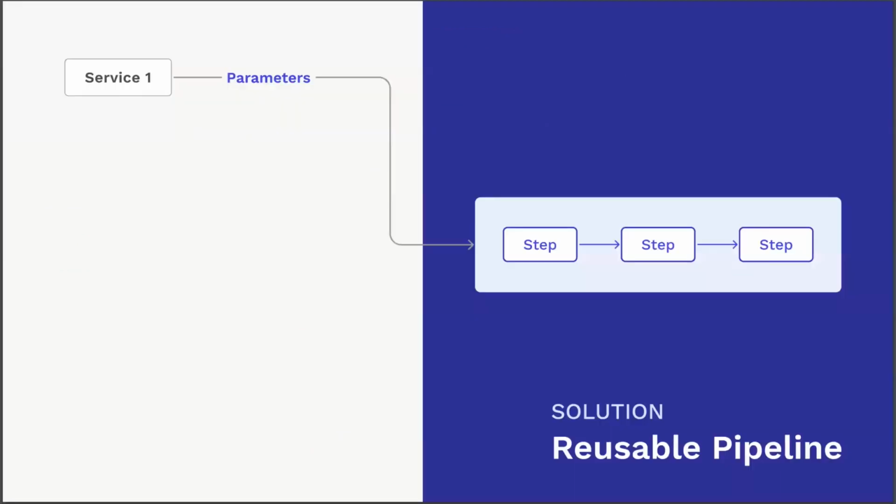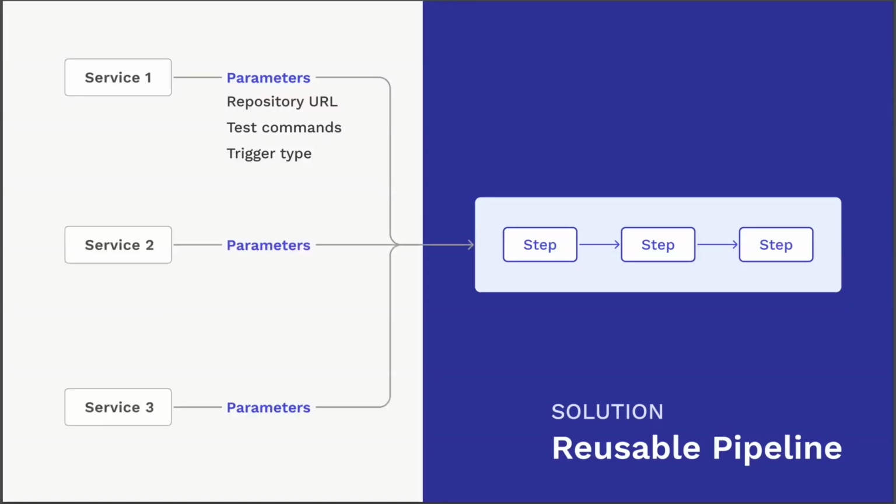The two previous approaches assume that each microservice must have its own dedicated CI/CD pipeline. But what if we create a single, reusable pipeline? When starting a run, each service passes its own parameters, such as test commands and trigger type. Adding a new microservice to the pipeline is simply a matter of providing these parameters. This approach can make it simpler to build and maintain pipelines.